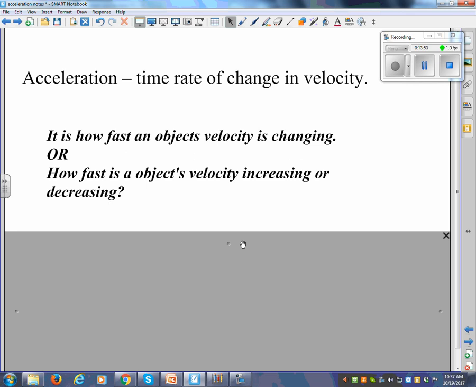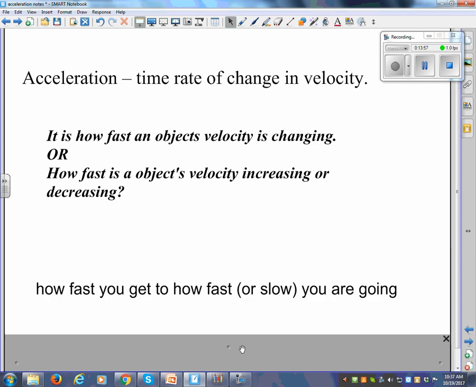Acceleration is how fast an object's velocity is increasing or decreasing. If you prefer, it's how fast you get to how fast you are going. That's a little confusing. How fast you get to how fast you're going. Don't write it down if it doesn't make sense to you.